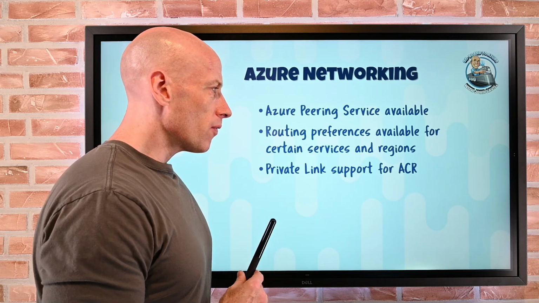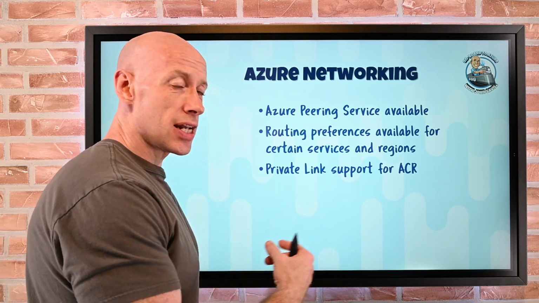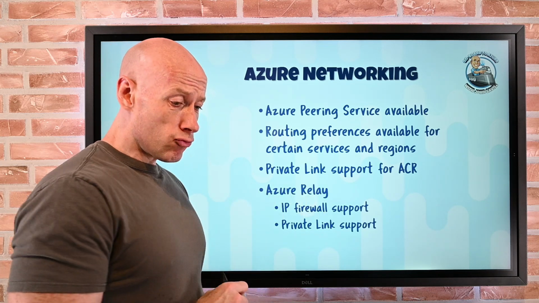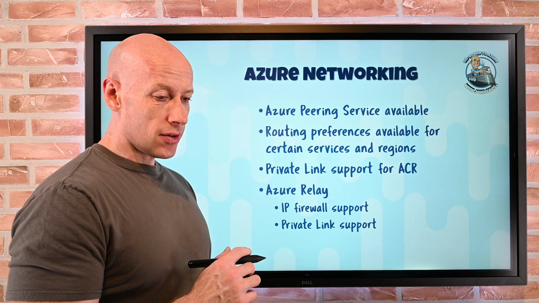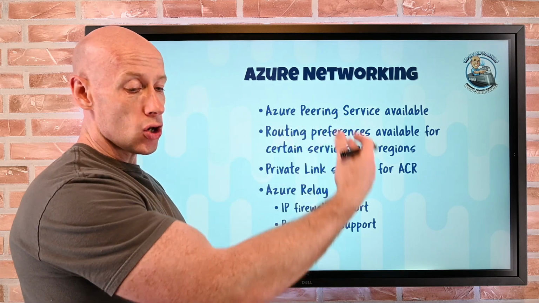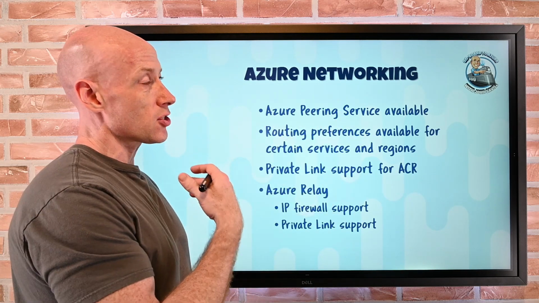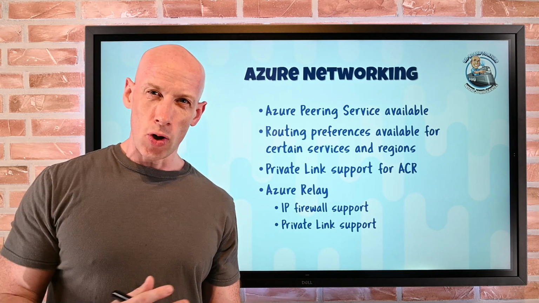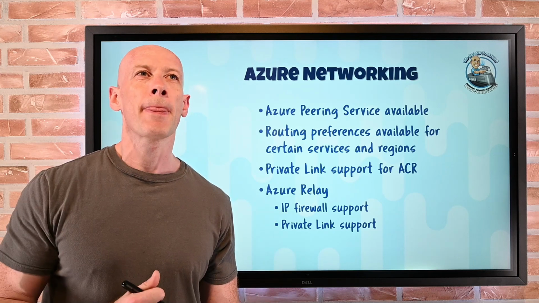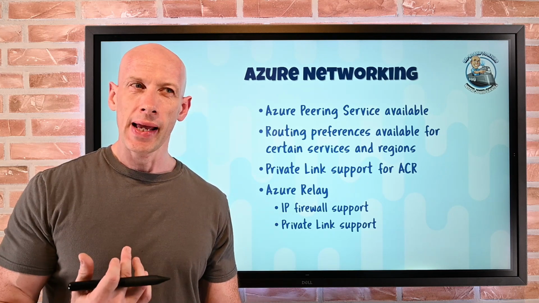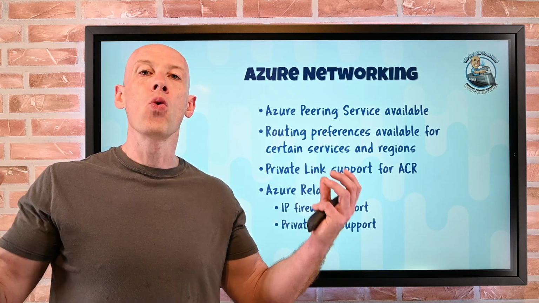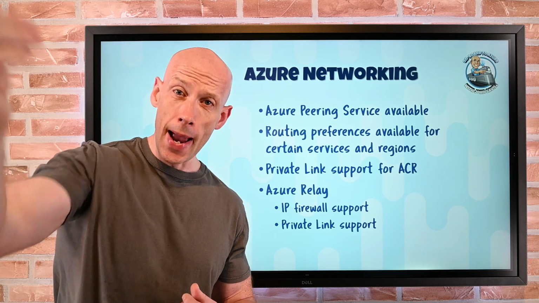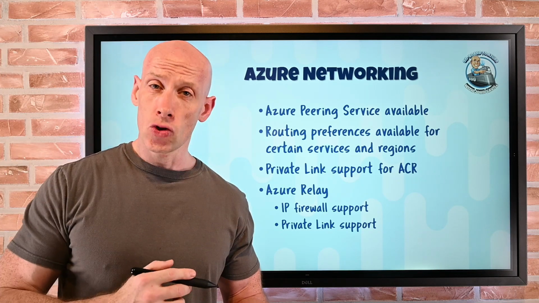There is now Private Link support for the Azure Container Registry, so it can now be exposed through a private endpoint on my network. And the Azure Relay service, remember this is the change of what used to be the Azure Service Bus. So now there is IP firewall support. Azure Relay is all about taking something that's on my corporate network and making it available to the public cloud without having to expose ports on my firewall. There's a component that runs on my network, establishes a connection outbound, and then I can do that two-way traffic.